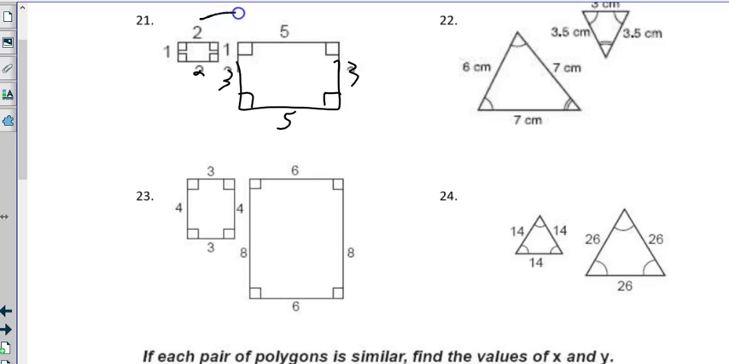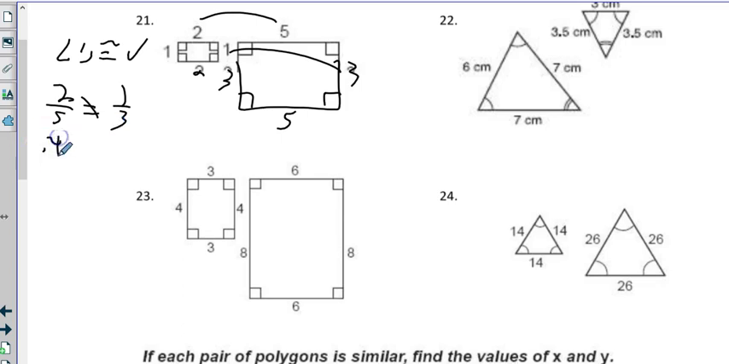So, we have 2 to 5, and 1 to 3. So, angles are congruent, check. But 2 to 5 is not the same thing as 1 to 3. This 5 would have to be a 6. You can prove it, okay? 2 divided by 5, if you want to do it as a decimal, is 0.4, and this is 0.3 repeating. So the answer is no. Sides are not proportional.